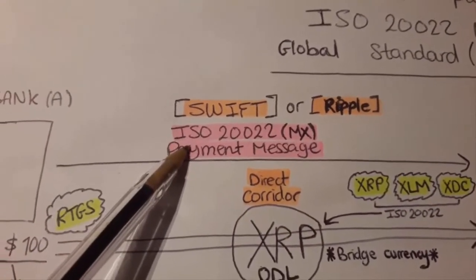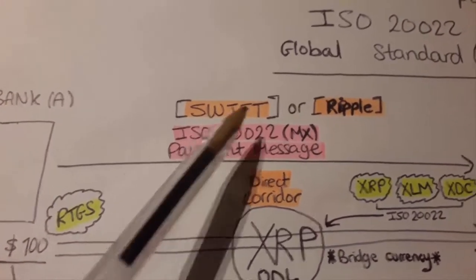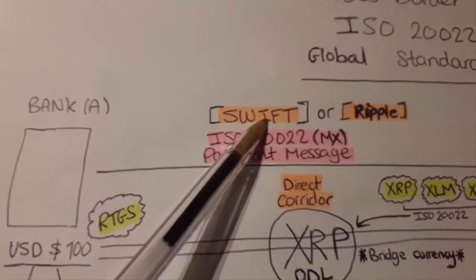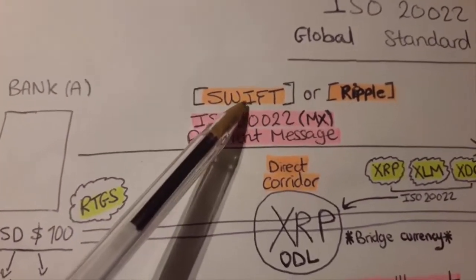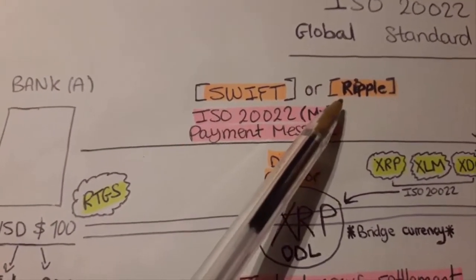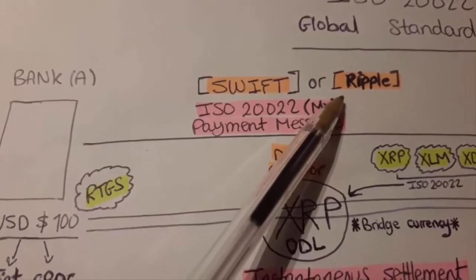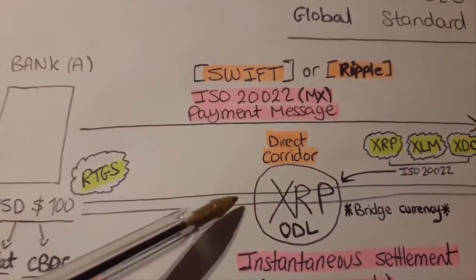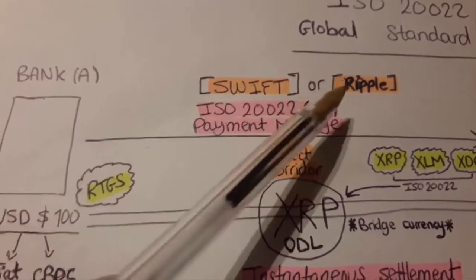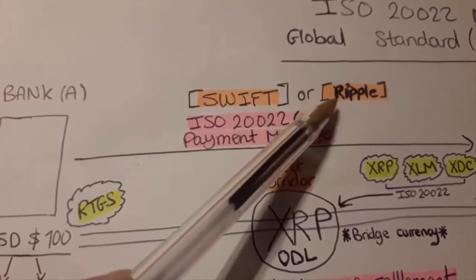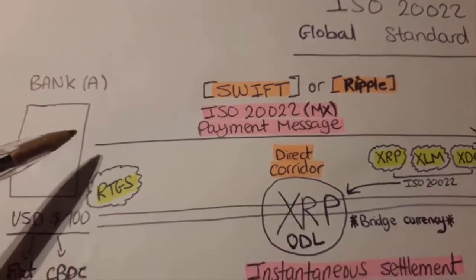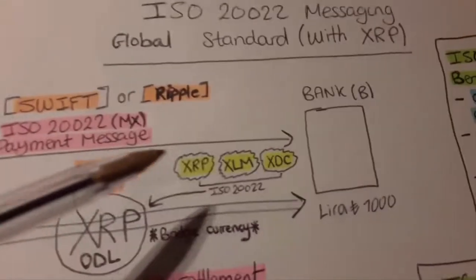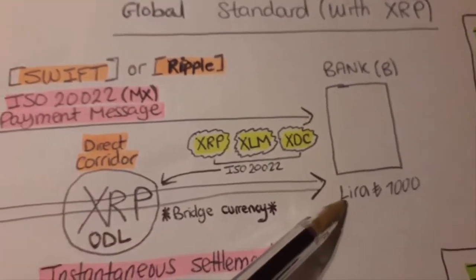and this payment message is ISO 20022, which is an MX. For the payment messaging system, the bank could use Swift, or in this case, they could use Ripple as well, because Ripple does have the function of sending over payment messages along with settlement. But just say the bank is not going to use Ripple, it's going to use Swift to send over the message. So bank A uses Swift to send over the message to bank B, which is Turkish lira.